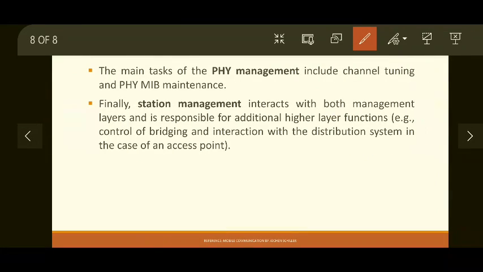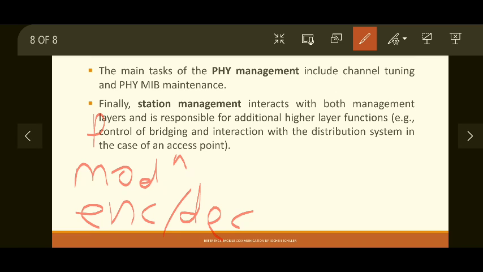Now let's go to the physical management. Now physical management and physical layer. The physical layer provides the type of modulation scheme or encoding or decoding scheme, which type should be used, that is decided by the physical layer. Now the physical management layer includes channel tuning and physical management information base maintenance. So once you have decided the modulation and encoding decoding technique, then if the medium is free, you will try to access the medium, and trying to access a medium means tuning to the desired frequency.